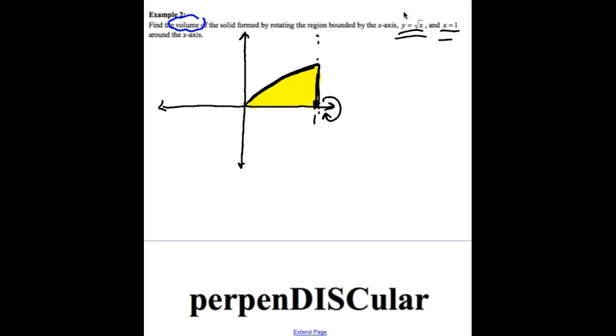What did I just say? Perpendicular. You can even see I wrote perpendicular down there. You take and you draw your rectangle perpendicular to the axis of rotation. And I would shade it in, and call that dx.